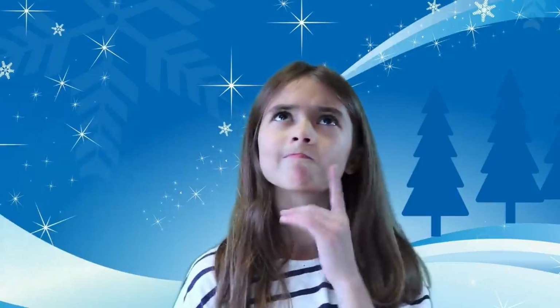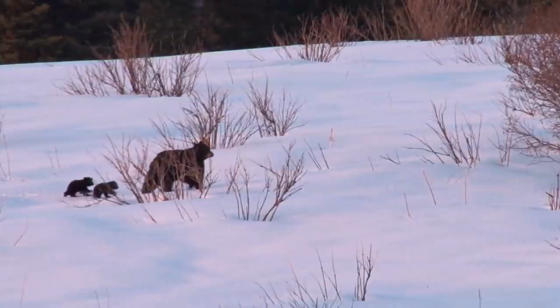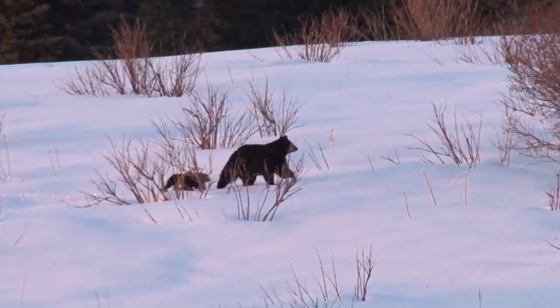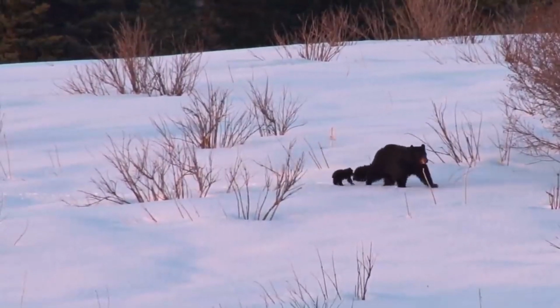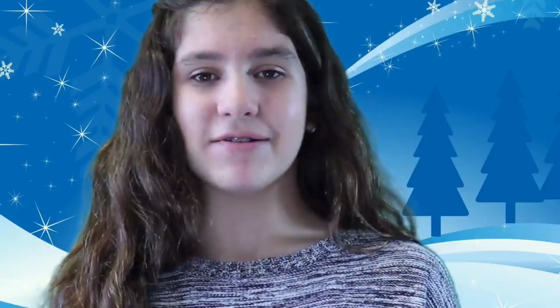So, what happens in winter? Good question, Quinn. Well, first, some animals like bears and chipmunks hibernate in the winter. Hibernate means to stay inside somewhere hidden and sleep or rest for most of the winter.